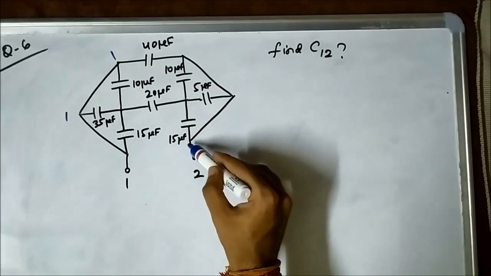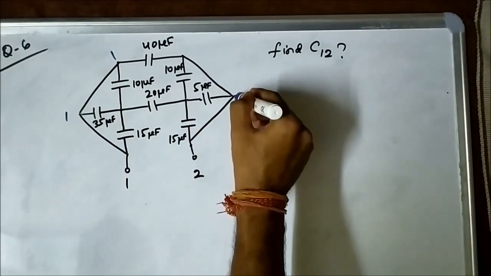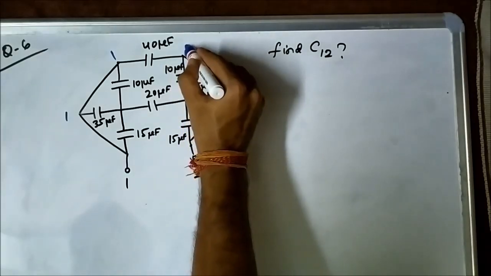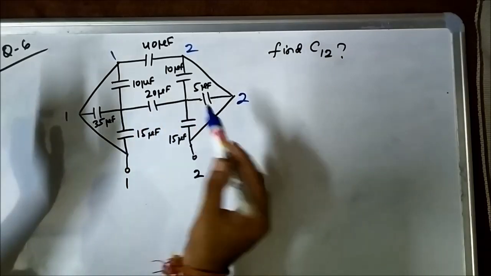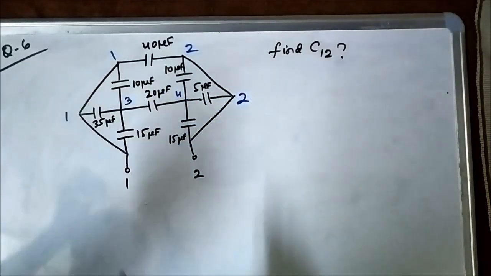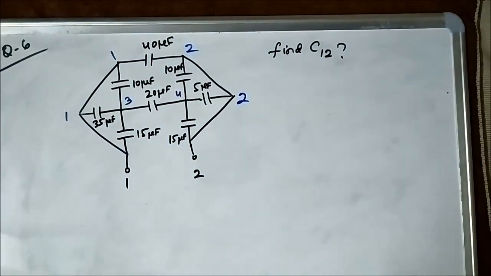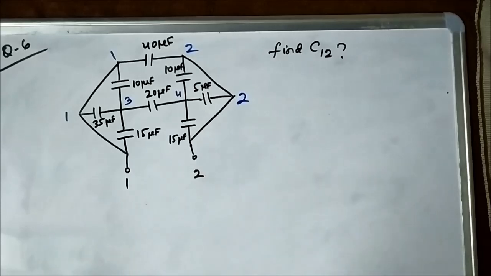Similarly, this point is 2. It is shorted with this point, so this point also will be 2. This point is shorted with this point, so this point also will be 2. And there are two unnamed terminals here, so let us just name them 3 and 4. Now, we have to find out the equivalent capacitance between points 1 and 2.